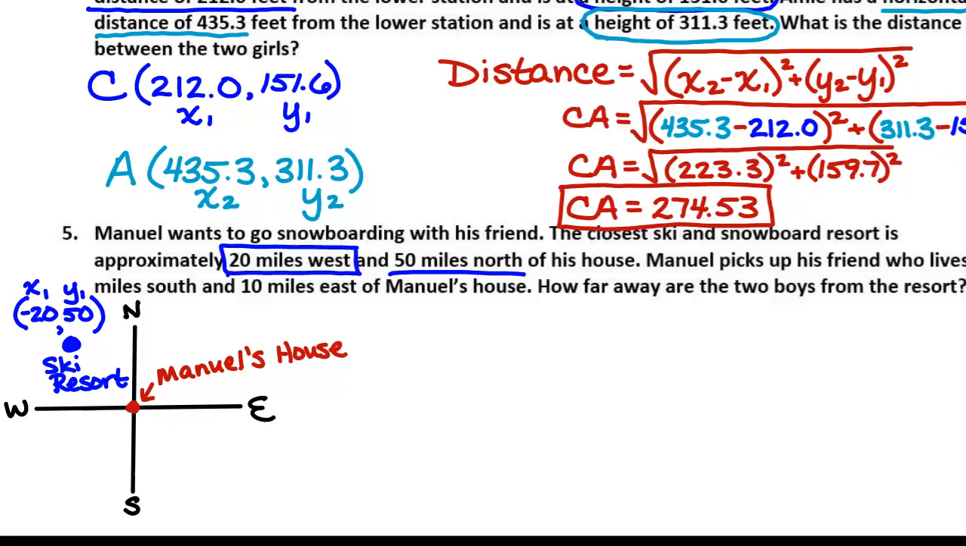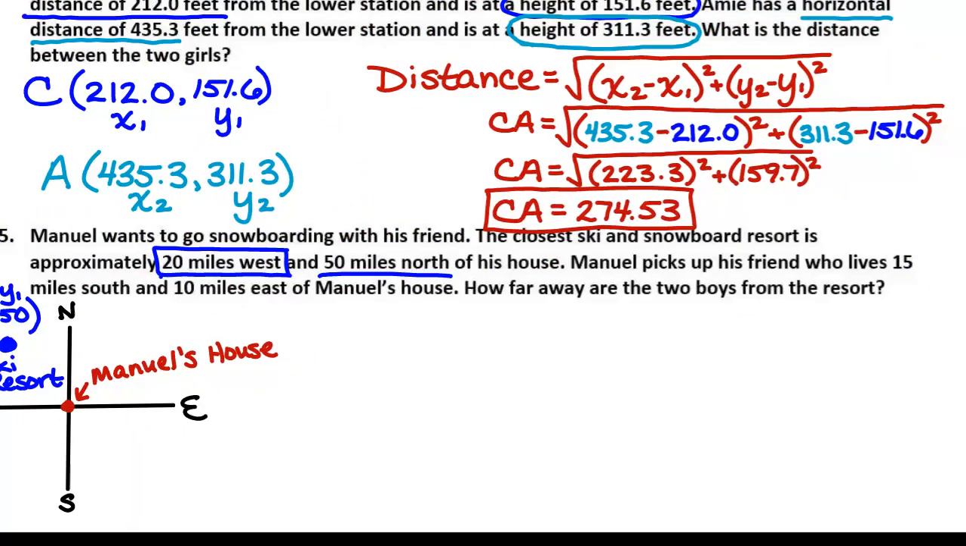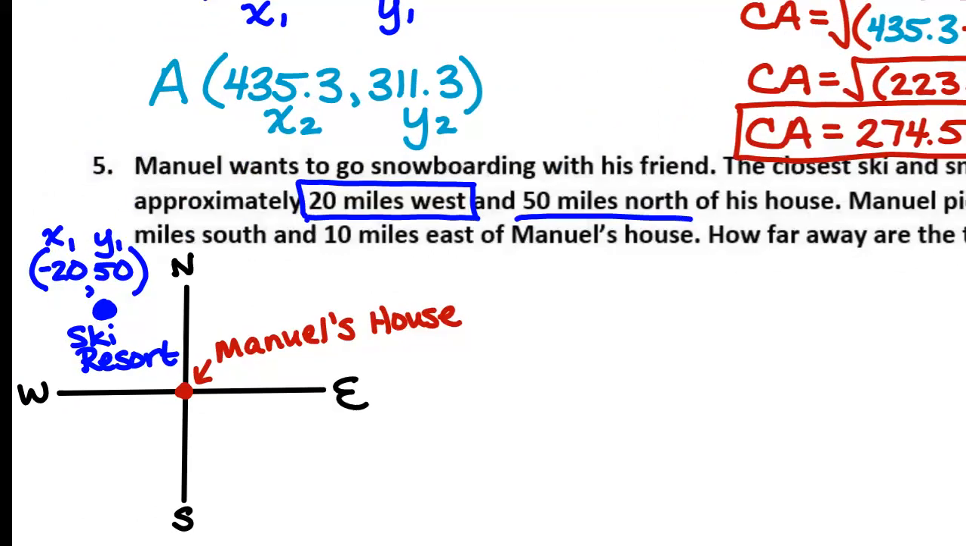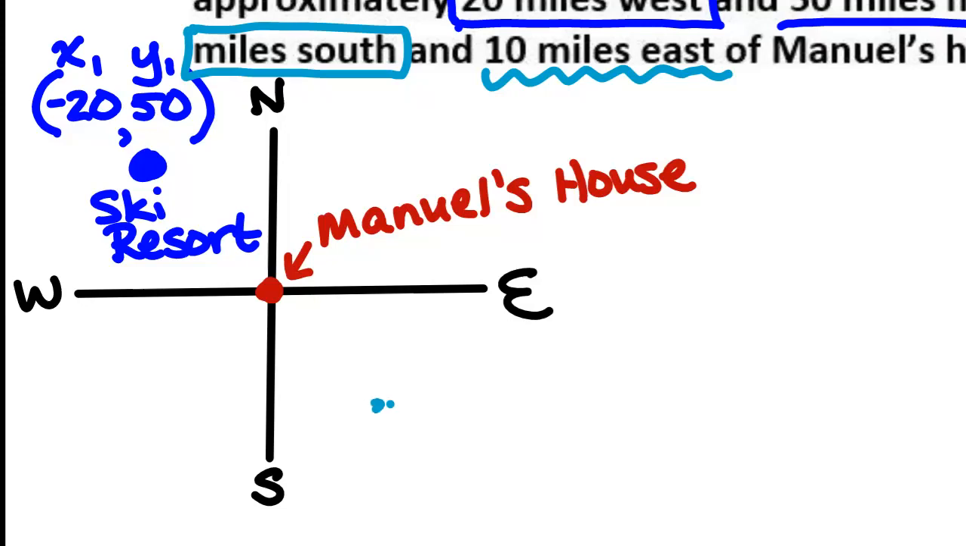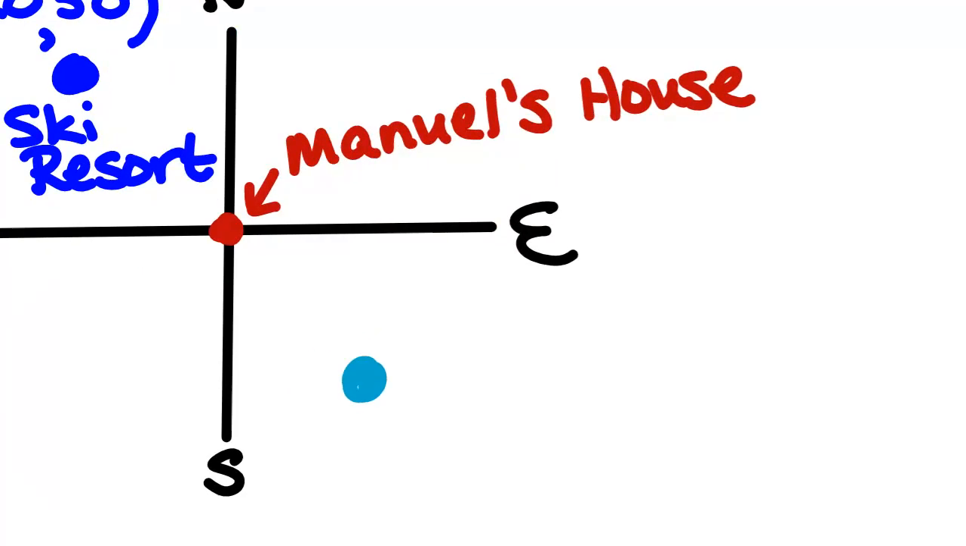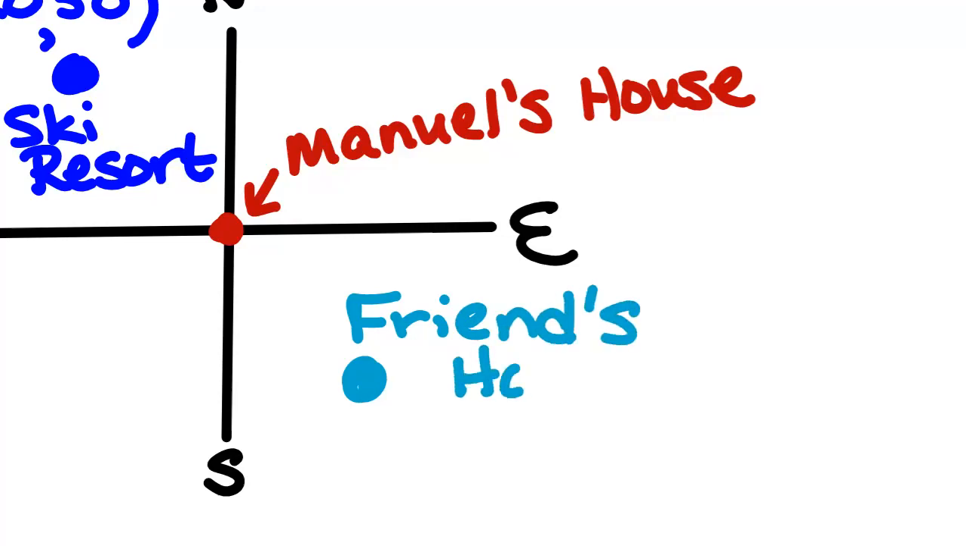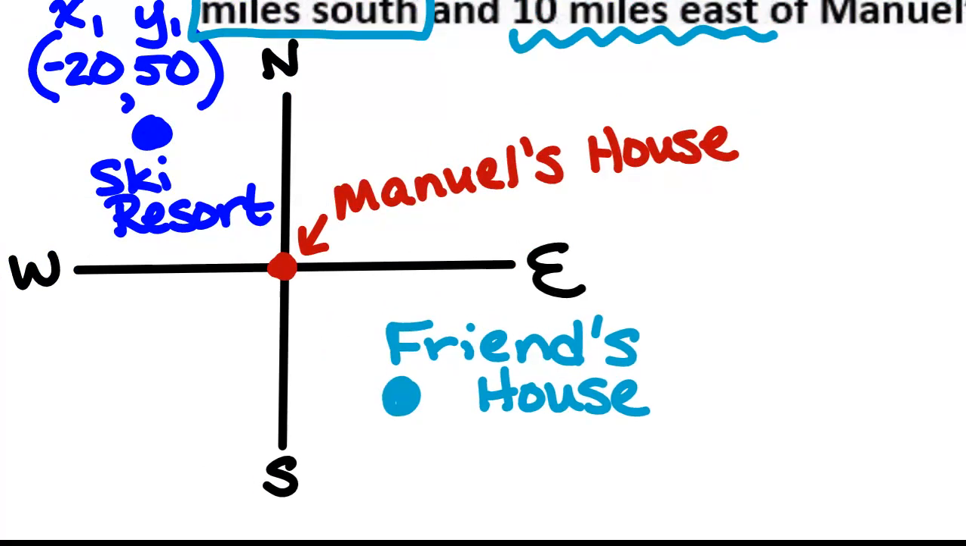And then his friend. Manuel picks up his friend who lives 15 miles south and 10 miles east of Manuel's house. 15 miles south and 10 miles east. Is that going to put me in quadrant 1, quadrant 2, quadrant 3, or quadrant 4? Quadrant 4. South and east is going to be over here somewhere. And what should that ordered pair be then?